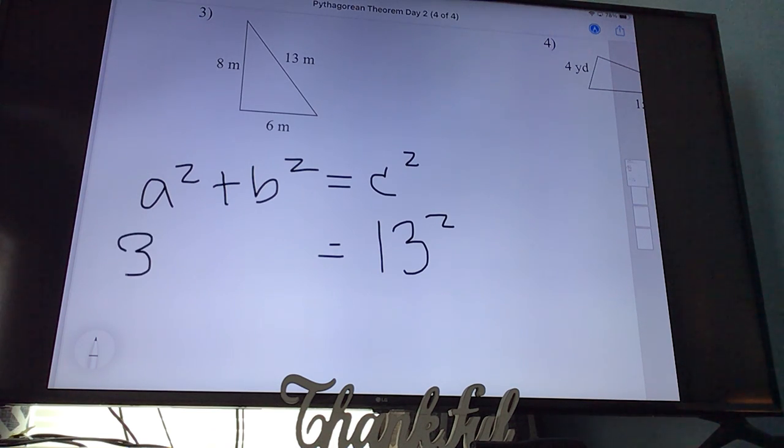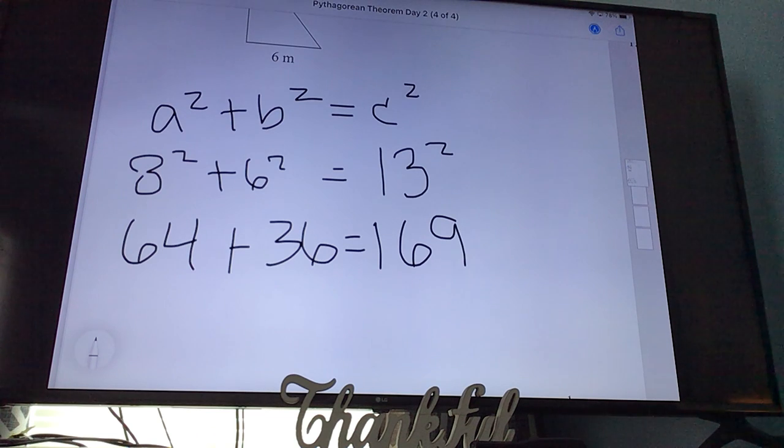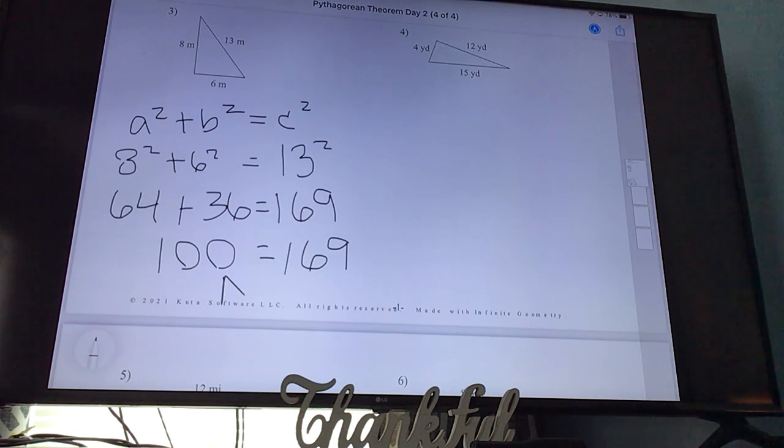So you've got 8 squared plus 6 squared. 8 squared is 64, plus 6 squared is 36, and 13 squared is 169. So 64 plus 36 is 100. It's 169. Does 100 equal 169? No, it doesn't. So you're going to write no.